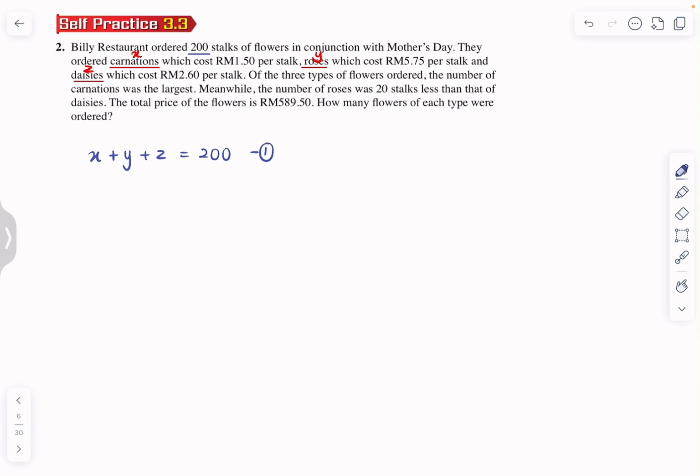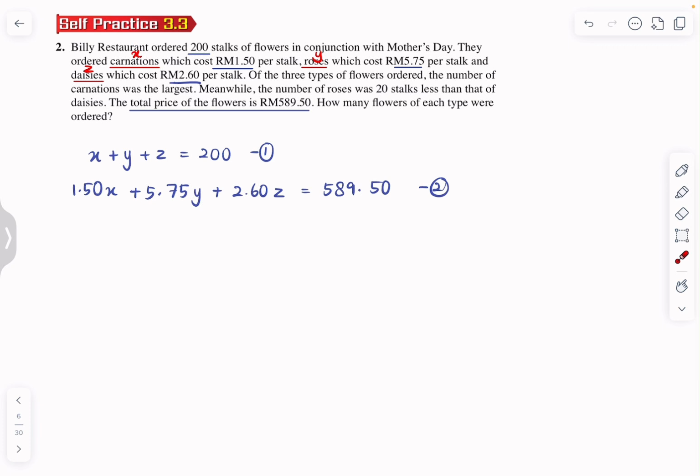And then they said each stalk of carnations costs 1.50. So 1.50 multiplied by X, plus 5.75 of roses plus 2.60 of daisies. Total price is this much, 589.50.